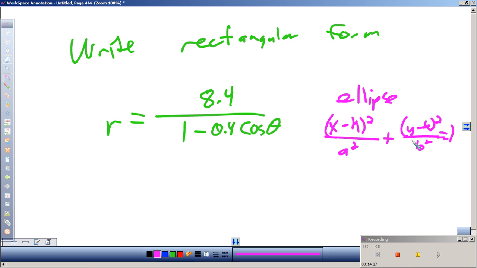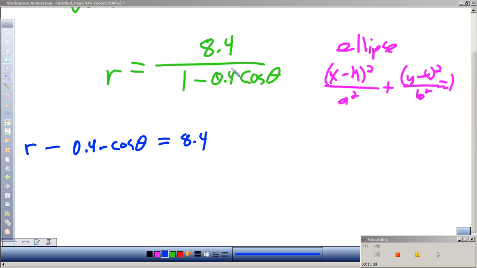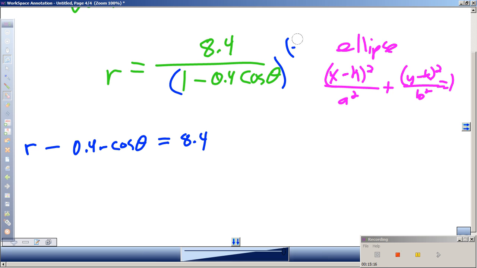So how are we going to do it? We're going to multiply everything by the denominator, so we're going to have r minus 0.4 r cosine theta equals 8.4. We're just multiplying it so we don't have this division over here. We multiply both sides by 1 minus 0.4 cosine theta to cancel it.